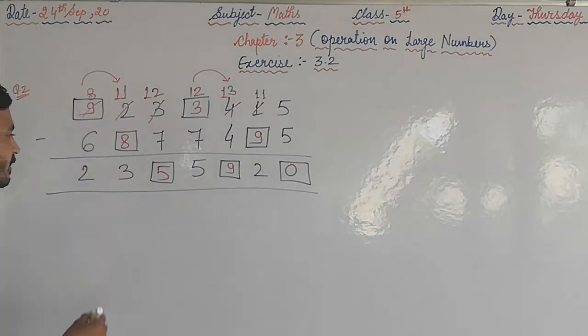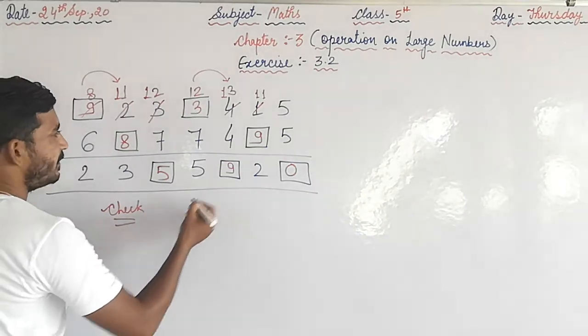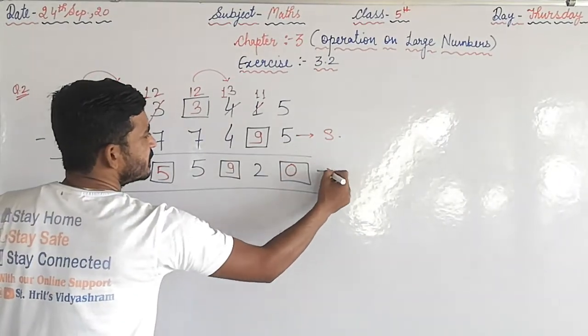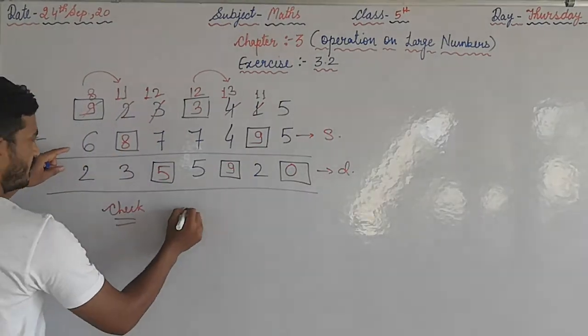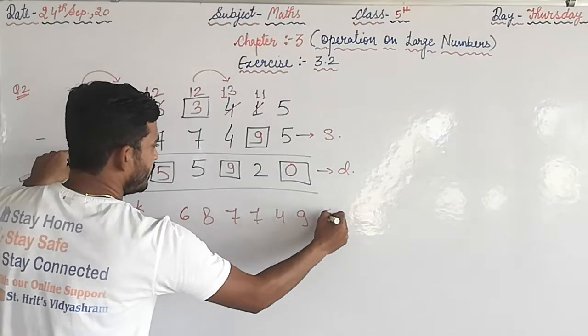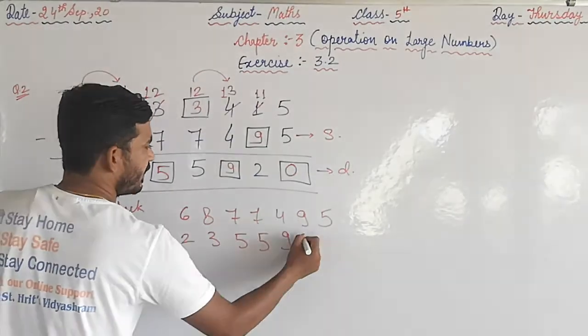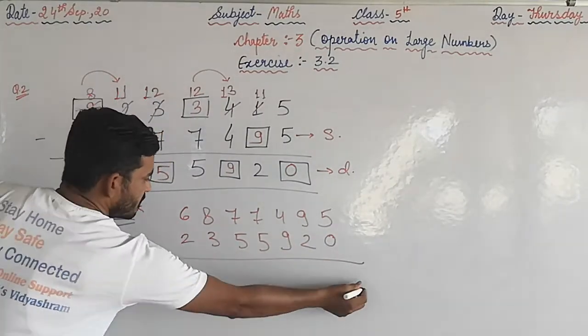So if you want to check whether your answer is right or wrong, how do you check? You have to add the subtrahend plus the difference. 6, 8, 7, 7, 4, 9, 5, 2, 3, 5, 5, 9, 2. Now check.